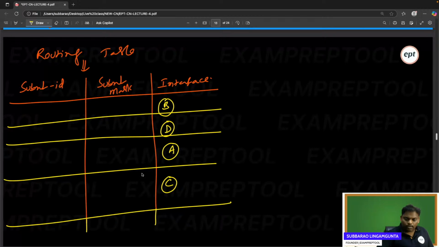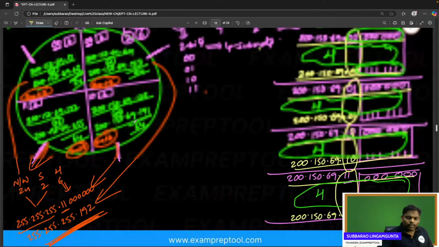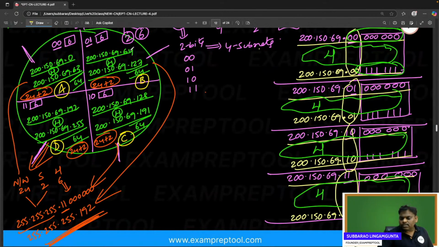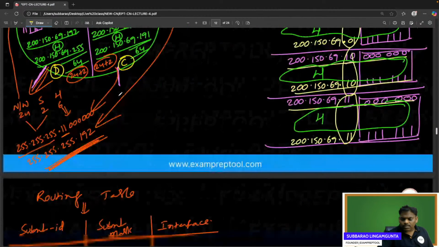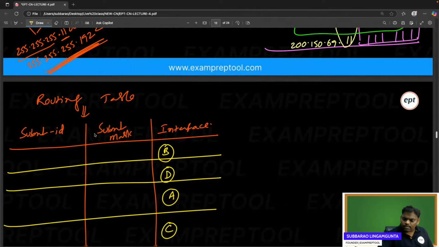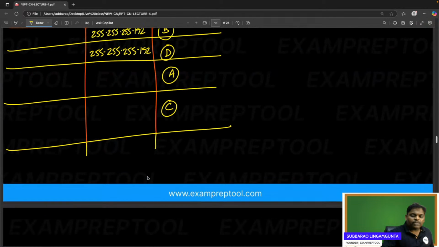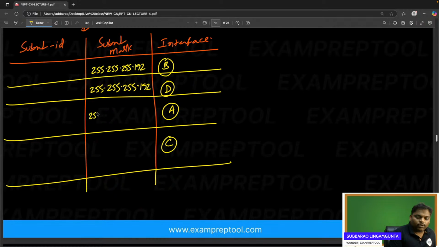Now see the answer, B. Everyone observe B. If you go to B, the range is 64 to 127. But all of them contain network part and subnet part of 26 bits. The subnet mask is the same, 255.255.255.192. The subnet mask is based on how many ones. So network part and subnet part are the same, so definitely all contain the same subnet mask.